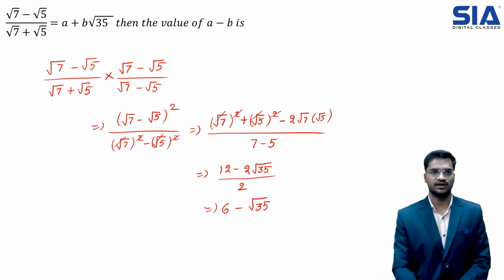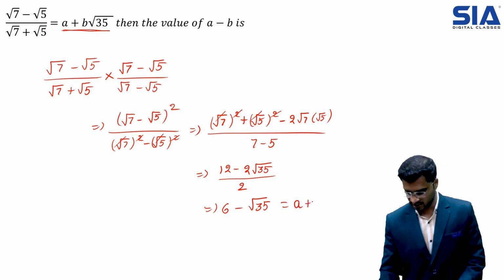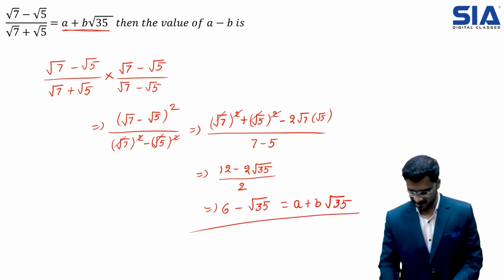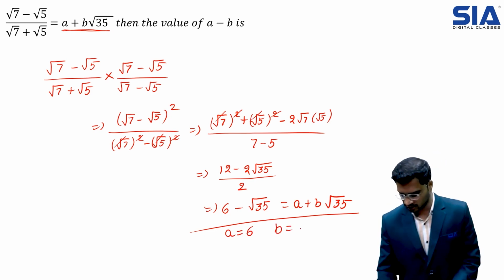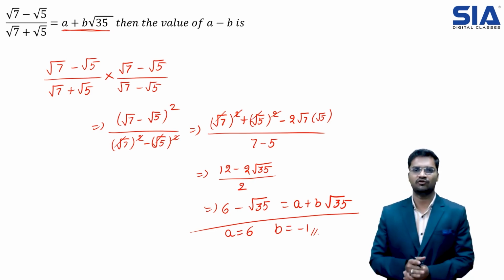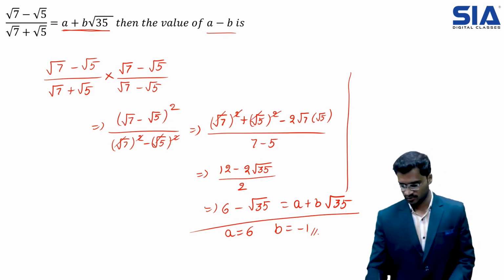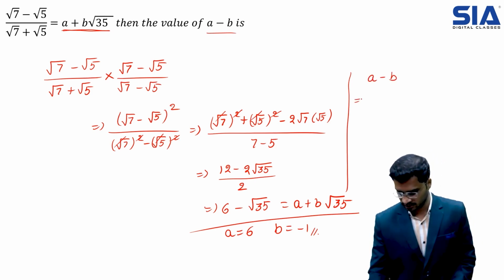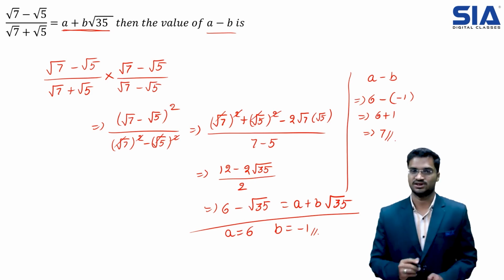So this value is equal to a plus b root 35. Let us equate them. After equating, I can say that the value of a is 6 and the value of b is minus 1. In our question, he asked for the value of a minus b. The value of a is 6 and b is minus 1, so 6 minus of minus 1 is 6 plus 1. So the value of a minus b is 7. So our answer is 7.